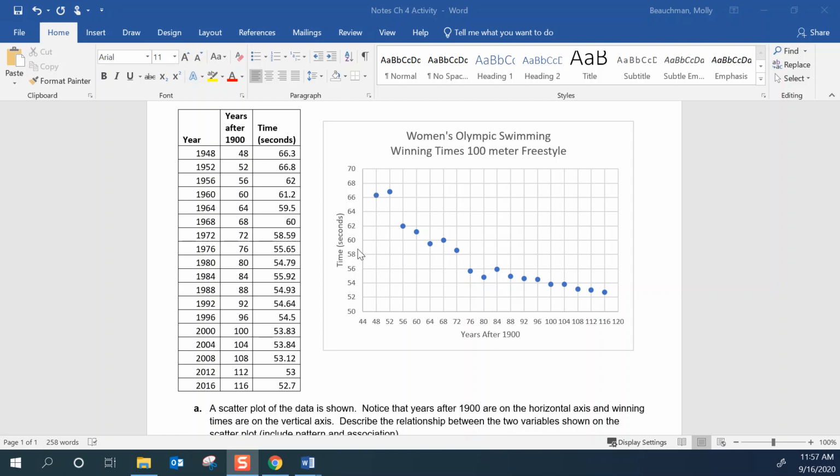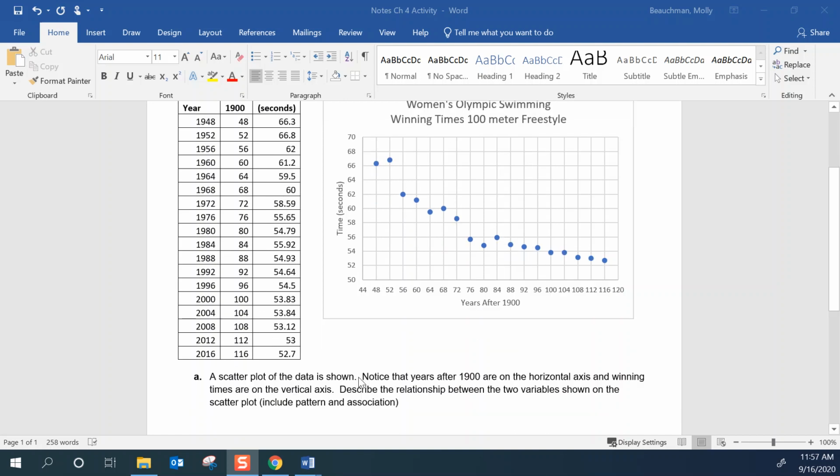So what we want to do is, we've got the scatter plot. Notice that years after 1900 are on the horizontal axis, winning times are on the vertical. So that makes years after 1900 the independent, time the dependent variable. Describe the relationship between the two variables shown, including pattern and association. So pattern part is there a pattern in the dots? So it looks like it could be linear.